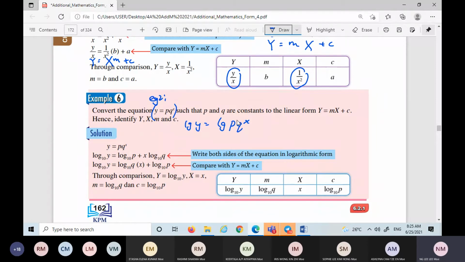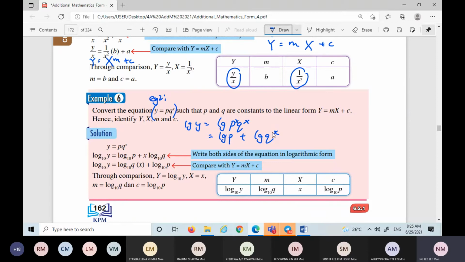After that we use the law of logarithms, so we change it into this one. So you see here is times. A single log, you want to break it into two logs, which becomes plus. So this one will become plus.